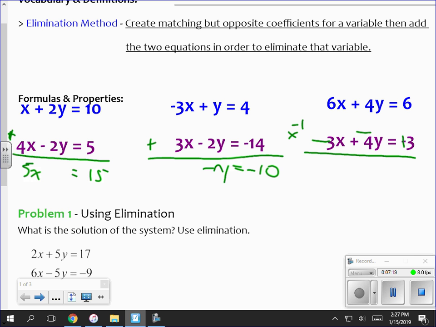I get the same thing. I get 3x, no more y's, equals 9. So I can either multiply by -1 and then add, or I can subtract. Students tend to make mistakes subtracting more often than addition. It tends to be where the most mistakes are made, or subtracting.